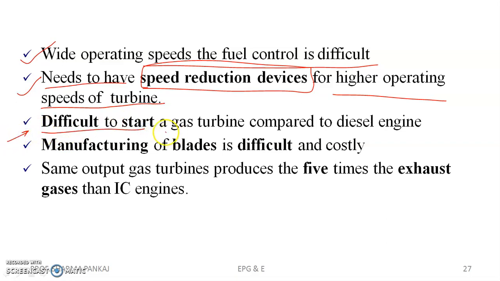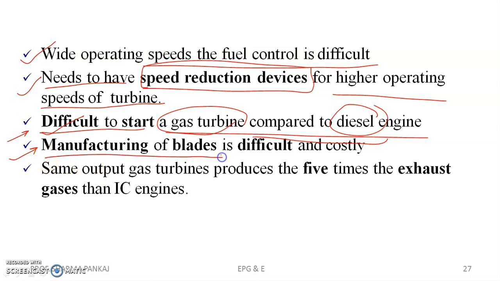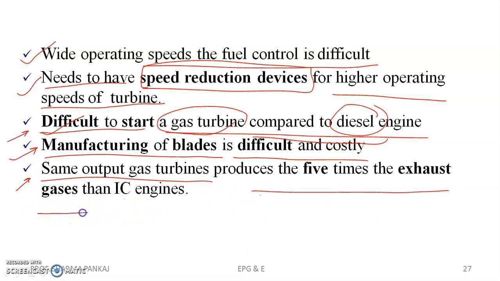It is difficult to start a gas turbine compared to its counterpart, the diesel engine. The next one is that manufacturing of blades is difficult and costly. Manufacturing of turbine blades is difficult and requires lots of money. The next one is that for the same output, gas turbines produce 5 times the exhaust gases of IC engines.